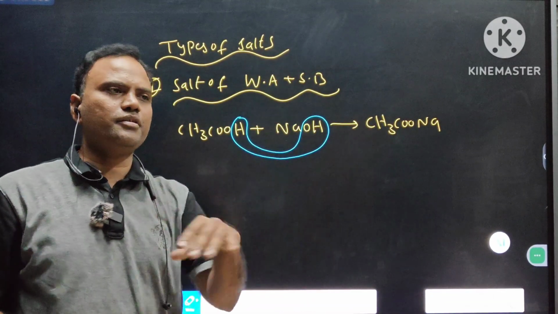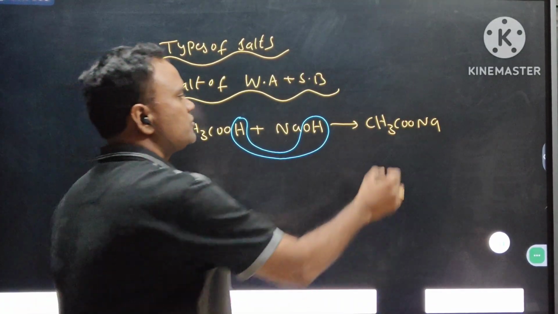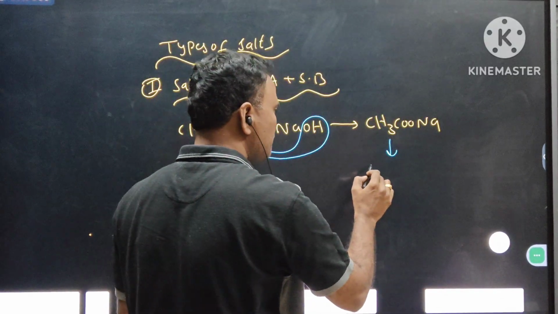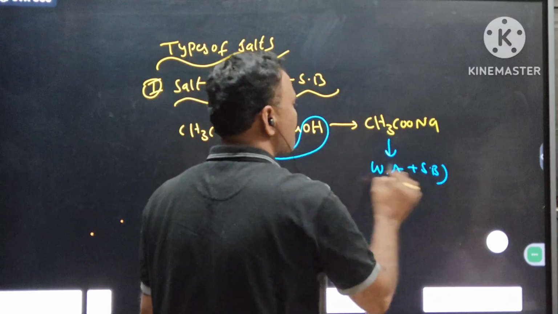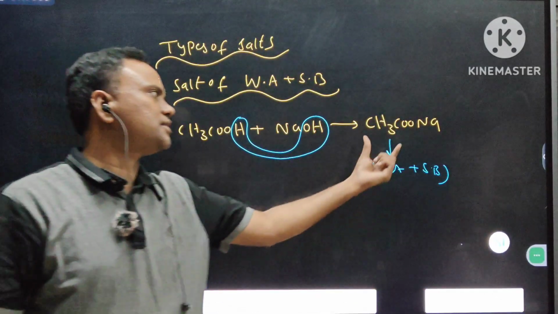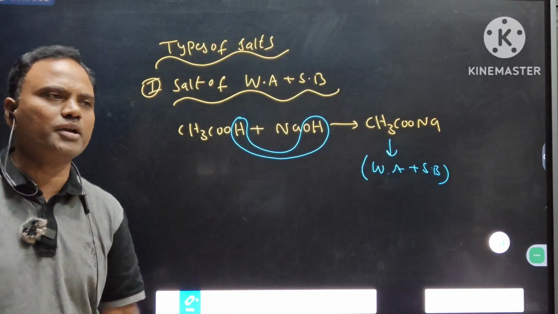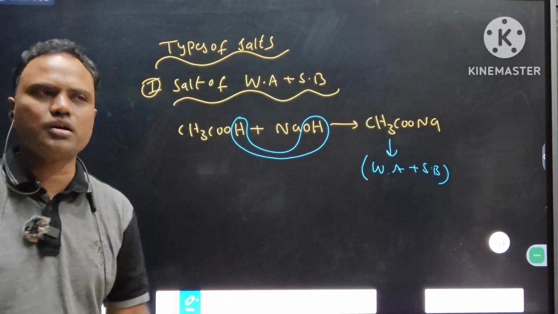H2O will be eliminated. Remaining part is CH3COONa. So CH3COONa is which category salt? Salt of weak acid plus a strong base. So when you get this salt, you have to use one particular formula. Separate formula is there for it. Clear? If you select the wrong formula, you will get the wrong answer.